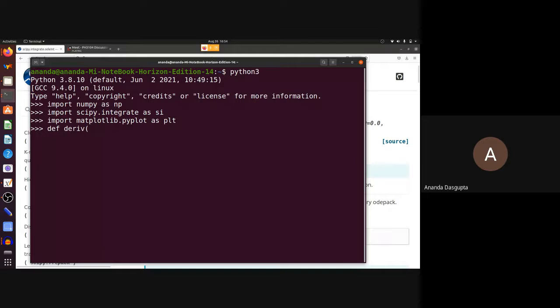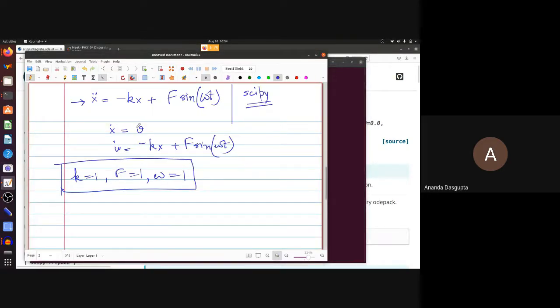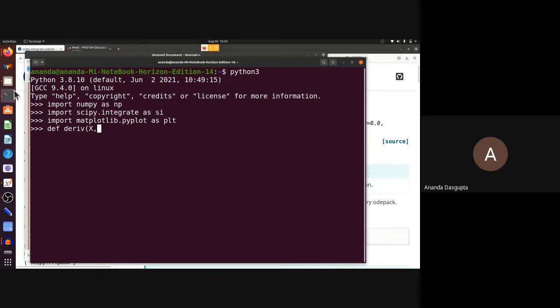And first will be my capital X, which is now, notice that I have two variables here, small x and small v. So capital X basically is this. It's an array which contains both x and v in it. So capital X and t. So how would I define this? I would just first take capital X, which has x and v in it, and break it up into small x and small v. This is standard unpacking. Capital X has two numbers in it. The first number goes in small x, the second number goes in small v.